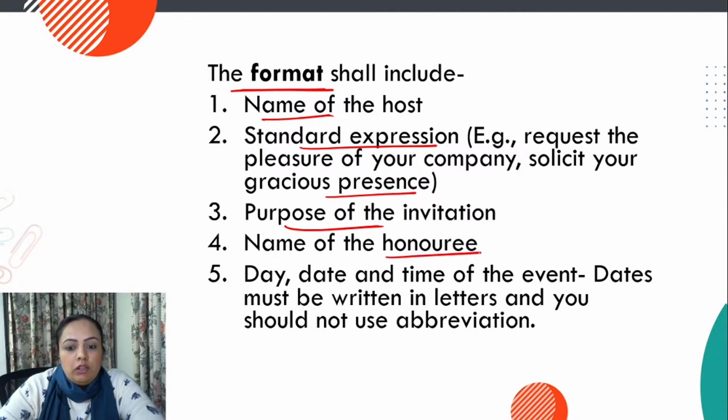Then the name of the honoree, as I told you, if there is a chief guest at the function, you will write the name. Then the important detail is the day, date and time of the event. And another thing is that the date should be written in letters and you should not use any abbreviation. These things we will cover further. जब हम tips discuss करेंगे तब भी मैं आपको बताऊंगी कि invitation में जो letter लिखी जाती है कि किस दिन वो event होगा, वो function होगा, वो जो date है वो आपने letters में लिखनी है, numbers में नहीं लिखनी है, especially in formal invitation.